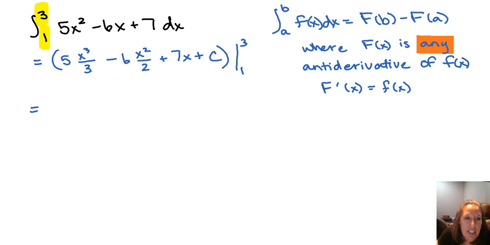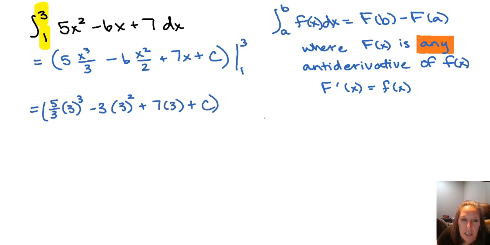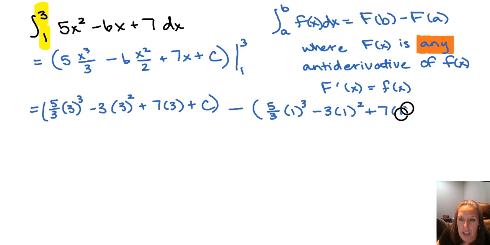And so I'm going to go ahead and clean this up as I plug in. 5 over 3 is going to be 5/3 times our x value that we're plugging in first, the one on the top, so we've got 3 cubed. 6 divided by 2 is going to be 3 times our x squared, plus 7 times 3, plus our c, minus, now we're going to do the same thing but plug in x equals 1. So it's going to look just like that: 5/3 times 1 cubed minus 3 times 1 squared plus 7 times 1 plus c.